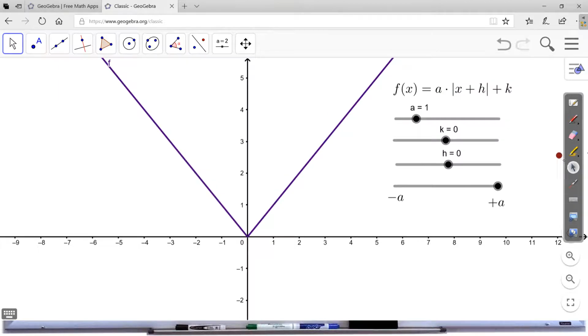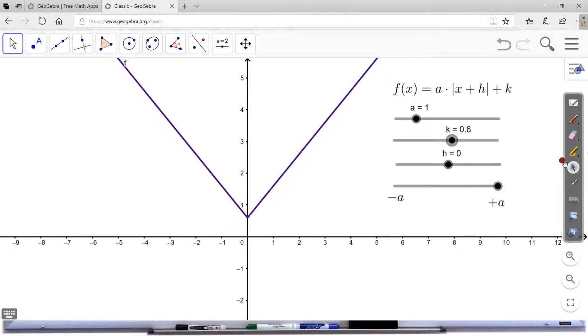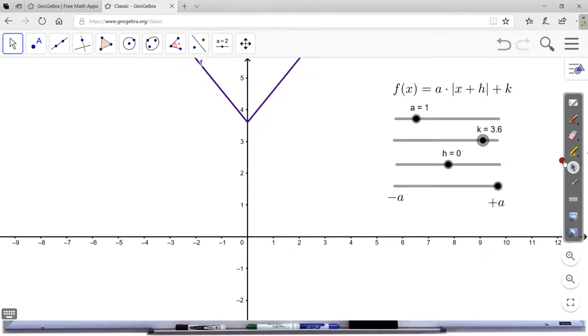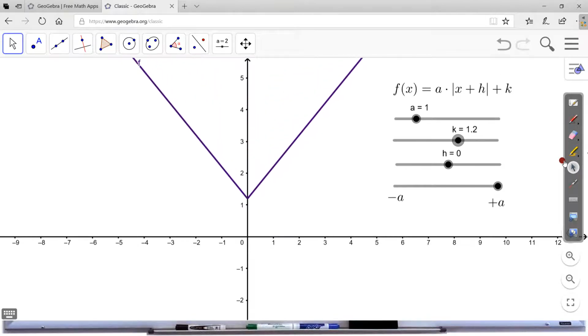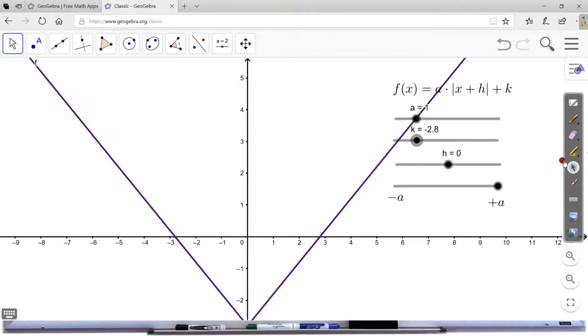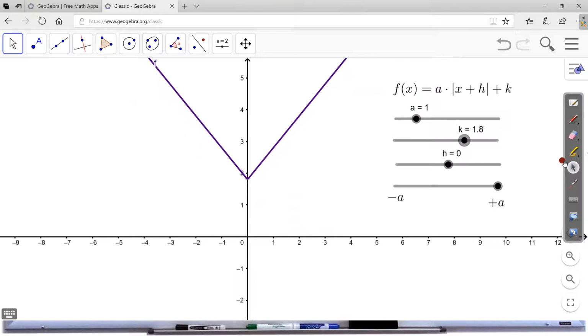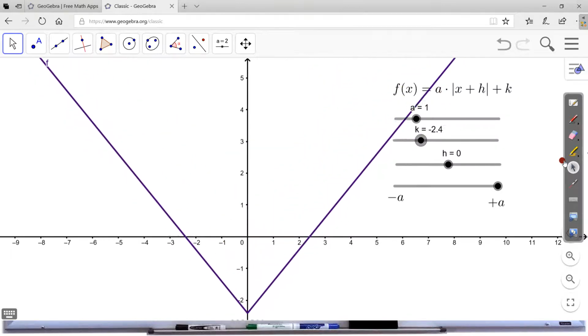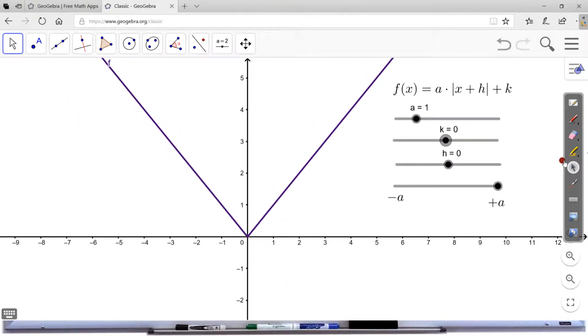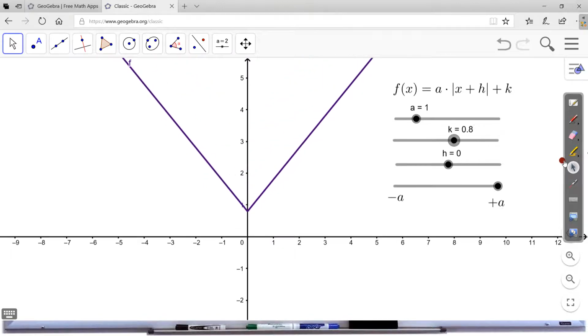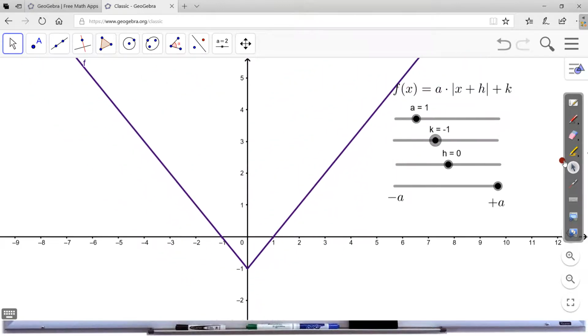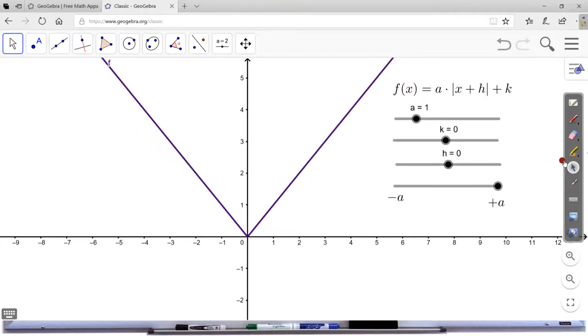All right, now the K value. What does adding or subtracting a number at the end do? Well, if K is a bigger number, the V goes up. And if K becomes a negative number, the V goes down. So that is a slide, which we call translation. And because we're going up and down, we call that a vertical translation. So a positive number means we go up, and a negative number means we go down. Let's put that back in the middle there. So the K is our vertical translation, up and down.